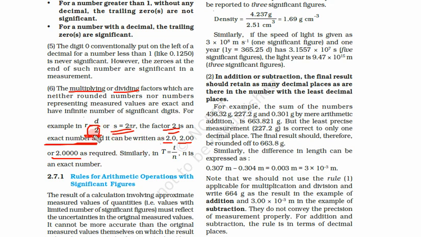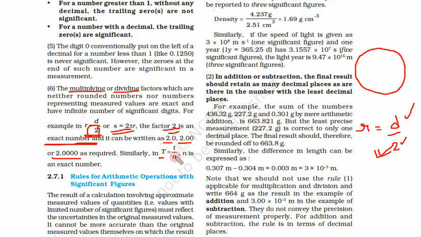Any such number has an infinite number of significant digits. Like we always know the radius is d by 2. This is a number because of the formula; this is not a measurement. We have to understand the difference between a measurement and a number. Diameter is measured with some instrument, but this 2 is a number because of the formula. So, numbers in a formula have infinite precision.